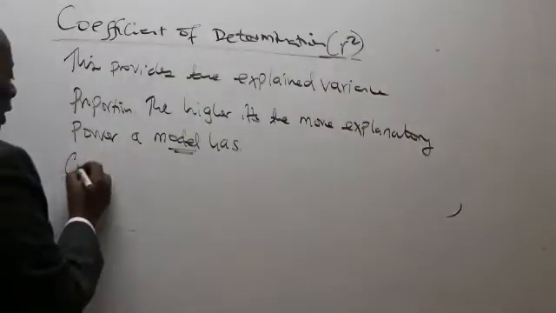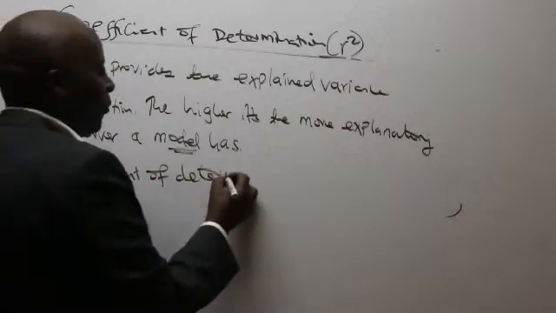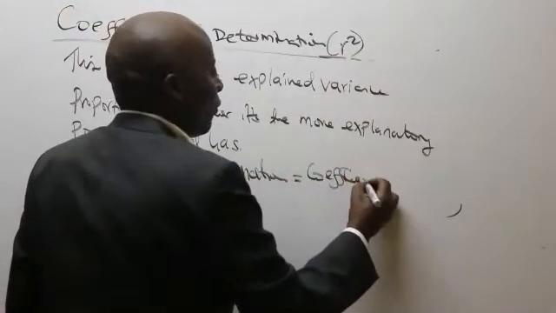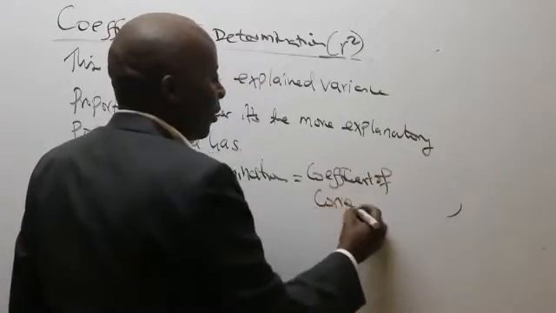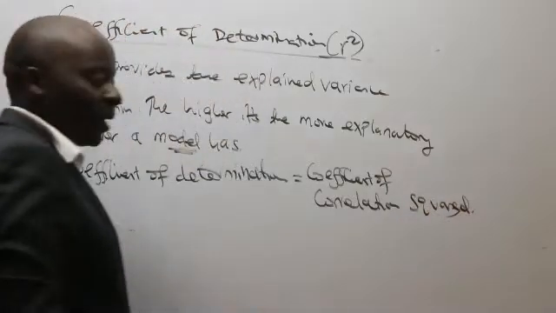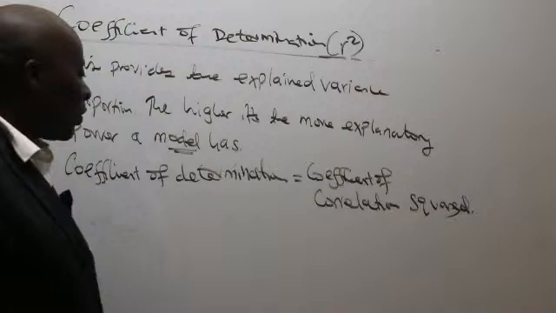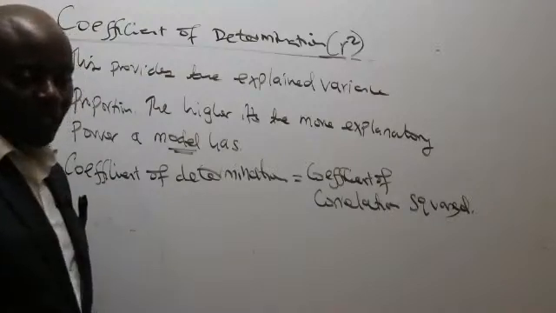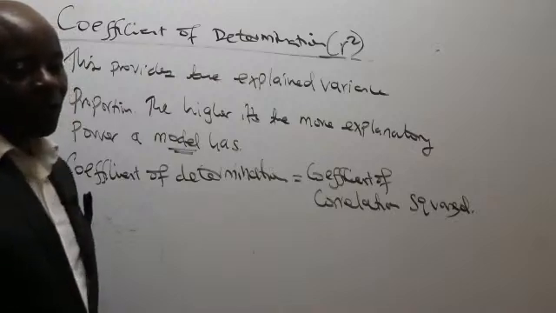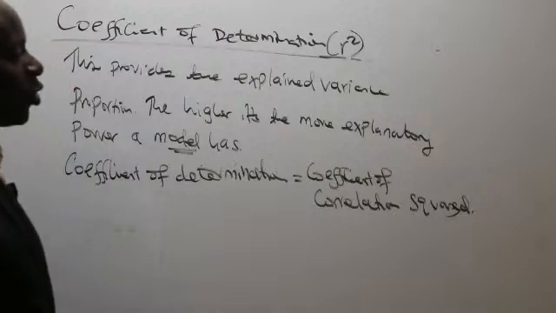So in short, we are saying that coefficient of determination equals coefficient of correlation squared. So anytime anybody asks you to ascertain the coefficient of determination, remember that coefficient of determination equals coefficient of correlation squared. Great. Coefficient of determination equals coefficient of correlation done what here? Squared. Coefficient of correlation squared.